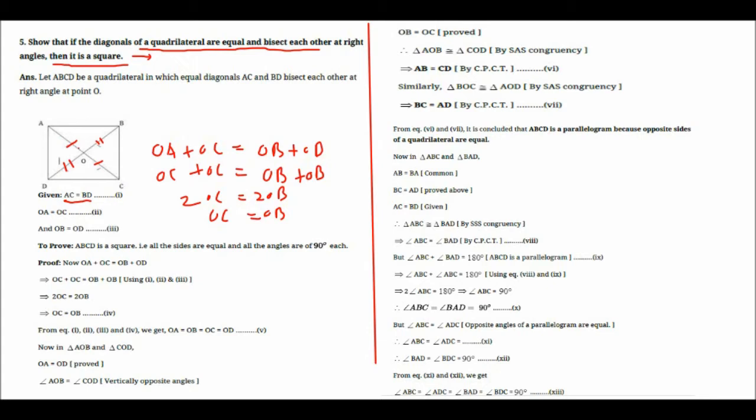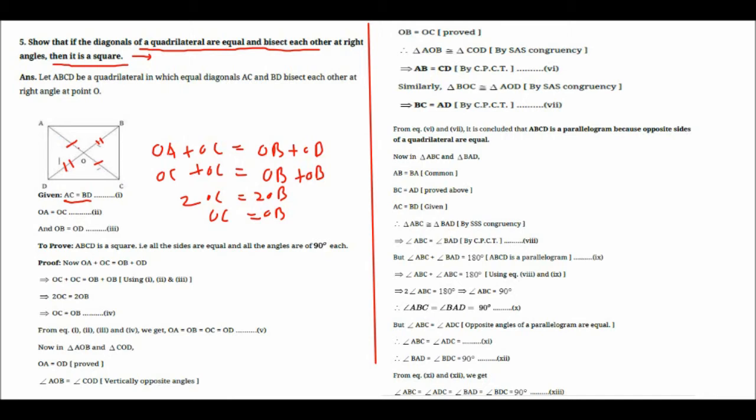So from these equations, we can say that OC equals OB. From 1, 2, 3 and 4 we can say that the diagonal parts are OA equals OB equals OC equals OD. Now we need to prove that the sides are equal. We had proved that half of the diagonals are equal, means both diagonals are equal, and since they bisect each other, the lengths of each part are also equal.